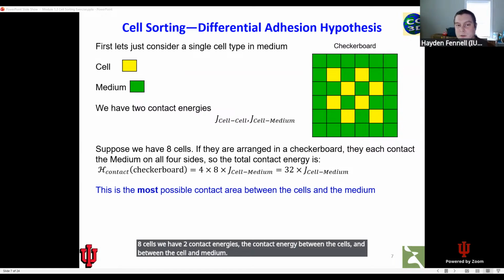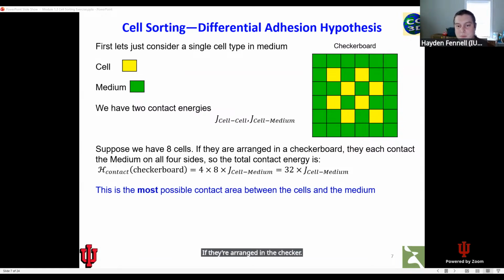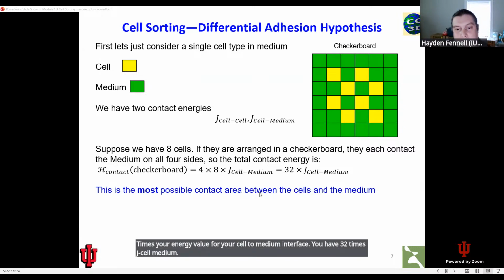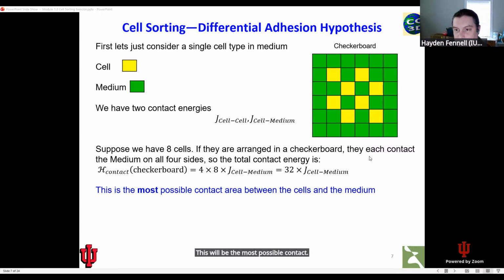If they're arranged in a checkerboard, they each contact the medium on all 4 sides. So we have 4 interfaces between the medium on each cell. And we end up with a total contact energy for the checkerboard pattern of 4 interfaces per cell times 8 cells times your energy value for the cell to medium interface. You have 32 times J cell-medium. This would be the most possible contact area between the cells and the medium.